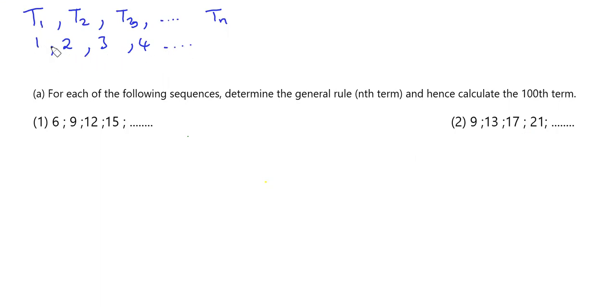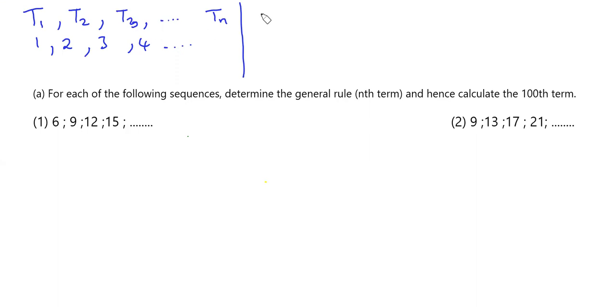Now we've got 1, 2, 3, 4. So this is our T1, the first term. This is our T2, the second term. Here is our third term. Now, at some point, you need to predict or find what will be the 100th term, what will be the 10th term. What do you use? You have a certain formula that you use.